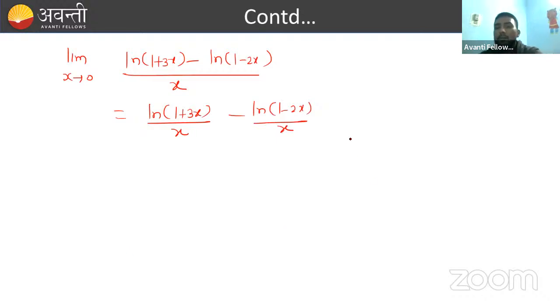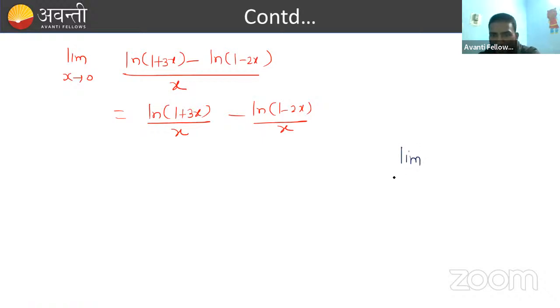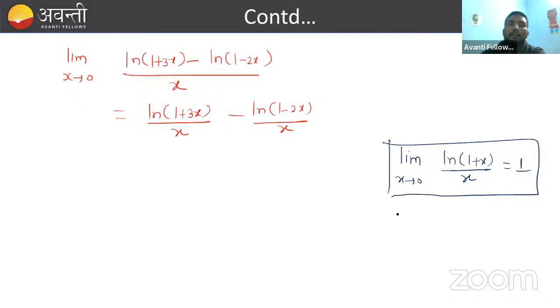Okay, and I hope you have remembered one basic formula that you have seen: limit x tending to 0 of ln(1 plus x) divided by x is equal to 1, right? This is the basic formula. So now we can see there is a similar kind of pattern here, right? But here it is 3x and here it is x.